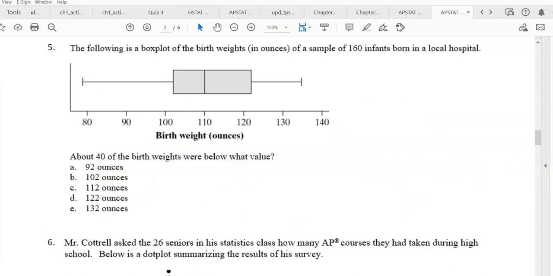So this is a sample of birth weights of 160 infants. So that's important. So they want 40 below what value? So I guess the bottom 40. Remember, how much of the data is in this top part from Q3 to the max? That's 25% of the data. Well, 25% of 160, a quarter of 160, is 40 infants to the right of that. There are 40 in this 25%, and so there are definitely 40 in that 25% as well. So below, what is that value? I don't know. A little more than 100, less than 110.